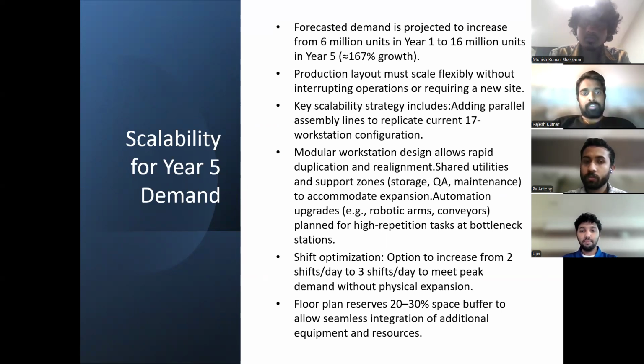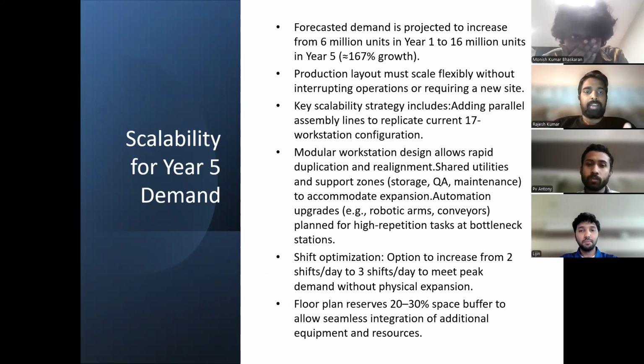So the proposed Foxconn facility in Oragadam, Chennai is strategically designed to scale production from 6 million units in year 1 to 16 million units by year 5, reflecting a 167% demand growth. To achieve this, the layout incorporates modular 17-workstation assembly lines that can be easily replicated, along with shared support zones sized for future expansion. A 20 to 30% space buffer ensures seamless integration of new equipment, and automation upgrades are planned at bottleneck sections. Additionally, the shift structure can be optimized from 2 to 3 shifts per day without physical expansion. Next slide, please.